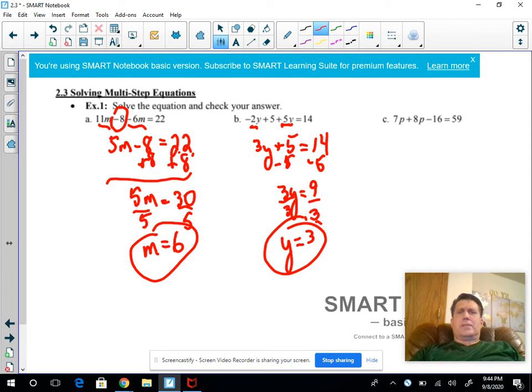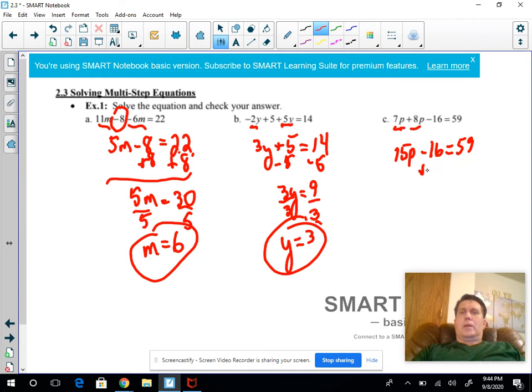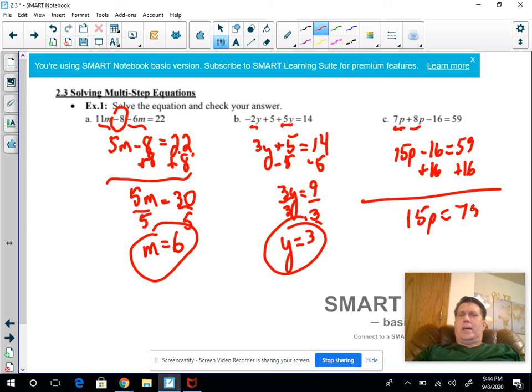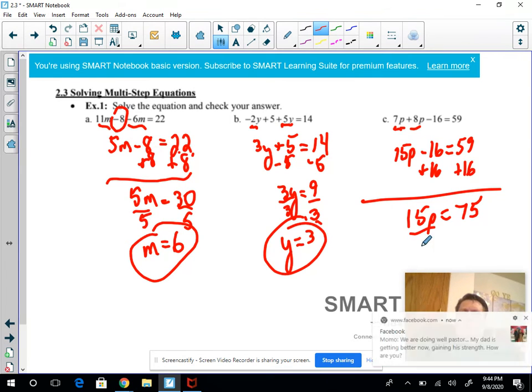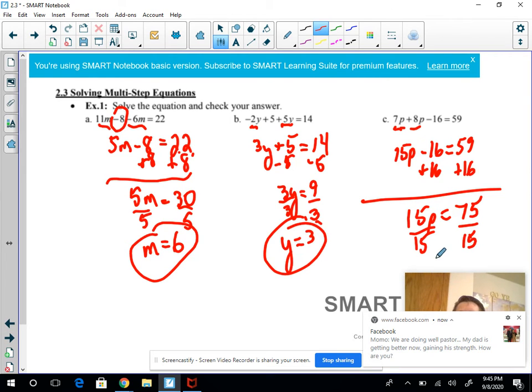All right, go ahead and try part C. Pause the video as needed. I'm going to jump right in. Here we go. 7p plus 8p. That gets me 15p minus 16 equals 59. I'm going to add 16 to each side. 15p equals 75 if we add those together. Use the calculator as needed. We'll divide by 15. 75 divided by 15, I believe, gets us 5. So p equals 5. Hopefully these are making sense.